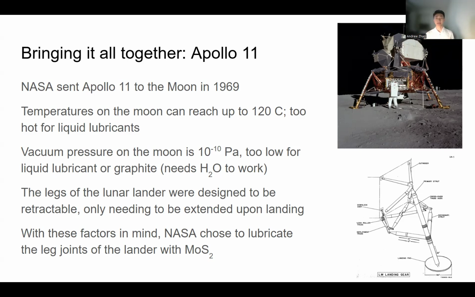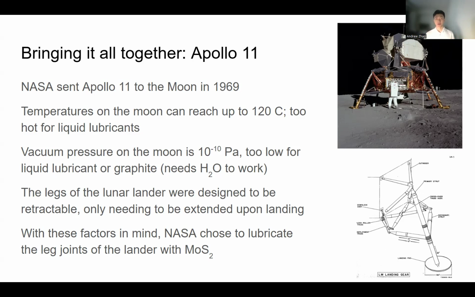So if they were exposed to the high temperatures on the moon, the liquid lubricants would easily evaporate, and the parts on the Apollo 11 lunar lander would experience significant wear and tear. And this is obviously not desirable. There are also other factors too.